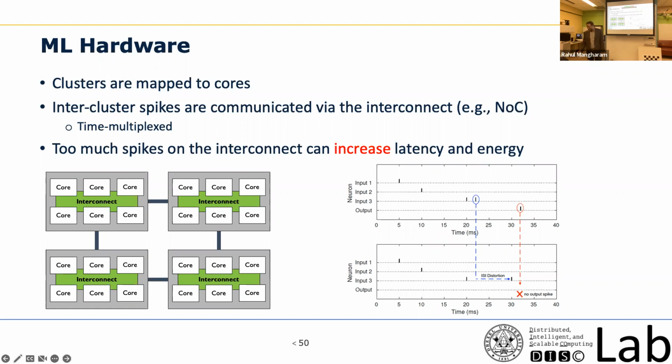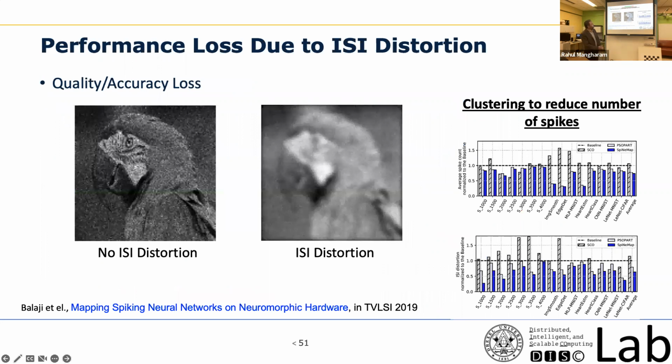Okay. So what we did is we implemented some filtering operation using spiking neural networks. And this is without ISI distortion, and this is with ISI distortion. You can see the difference in the image quality. Yeah, so it can get very bad results. And with MNIST, we started with an application level simulation with 98% accuracy. When we mapped onto hardware in an incorrect way, we got 68% accuracy. It's a lot of loss.